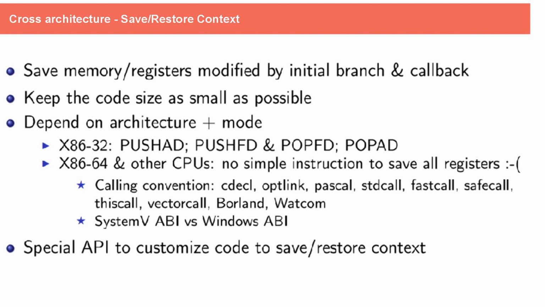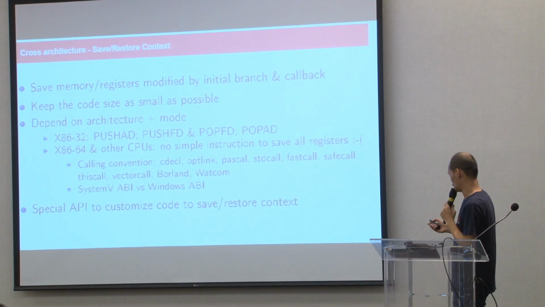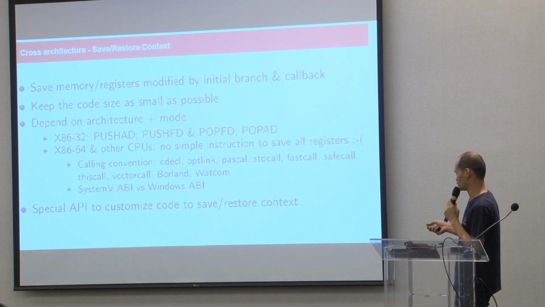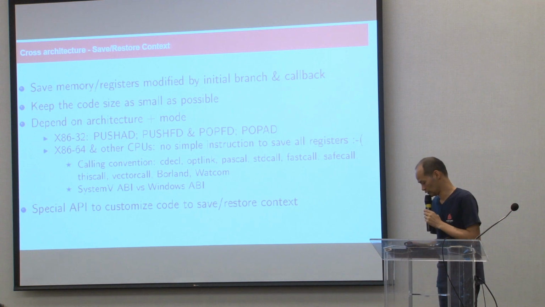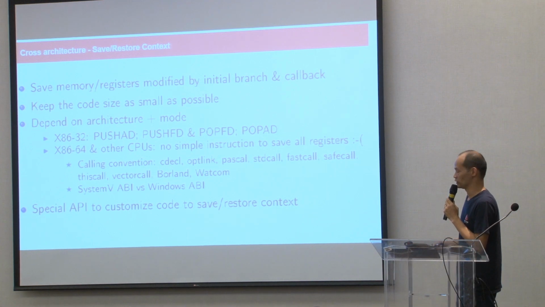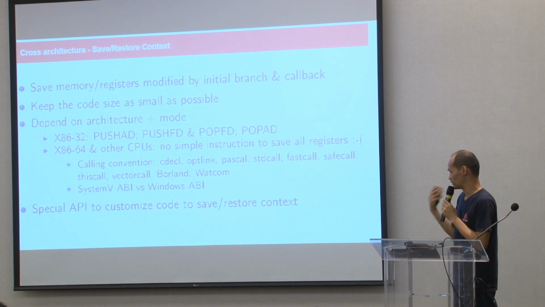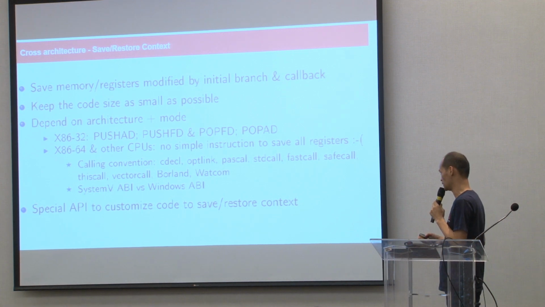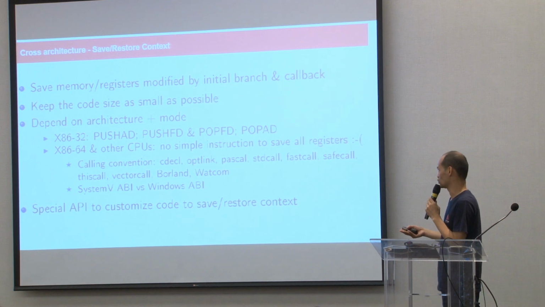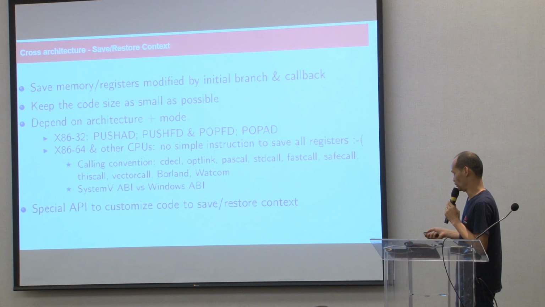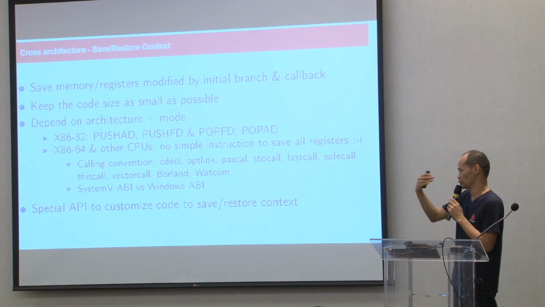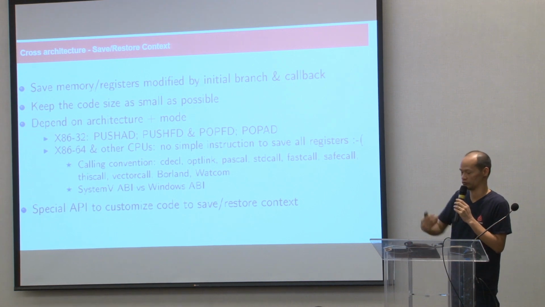So remember that we try to keep the code size of the instrumentation as small as possible. For example, on Intel 32-bit, you can use this PUSHAD to save all the registers into the stack memory, and after that, we POPAD. And we have an instruction to save the EFLAGS register. For other CPUs, it's not that easy, because even Intel 64-bit, ARM, ARM64, MIPS or PowerPC, there's no such simple instruction to save all the registers. So we did many kinds of optimization here to keep the code as small as possible and only save the registers that we really need to save.